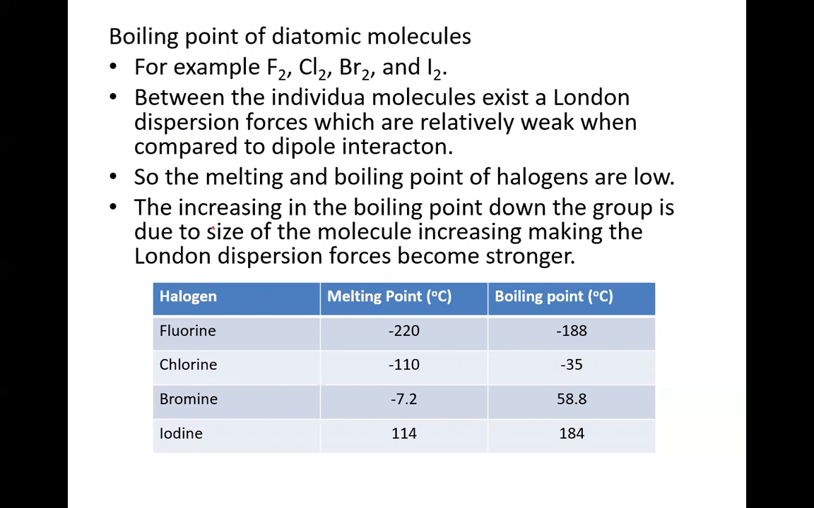The increase in the boiling point down the group is due to the size of the molecules increasing, making the London dispersion forces stronger. When the London dispersion forces become stronger, we need more energy to break the interaction. That is why the boiling point increases. You can see in the table below the melting point and boiling point of group 17. Going down group 17, the melting point and boiling point increase due to stronger London dispersion forces.